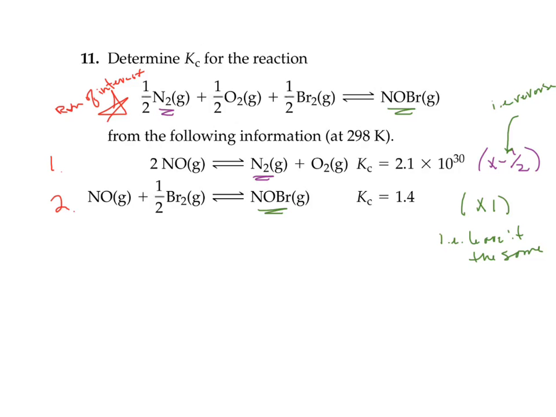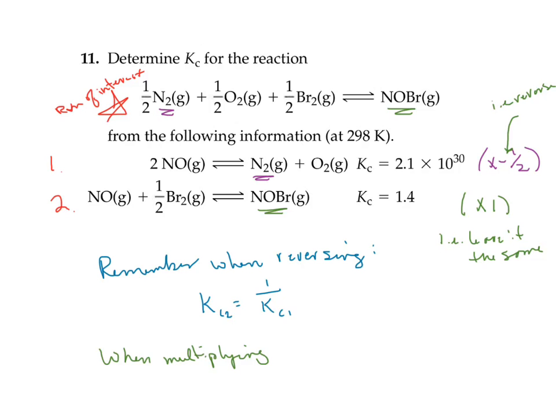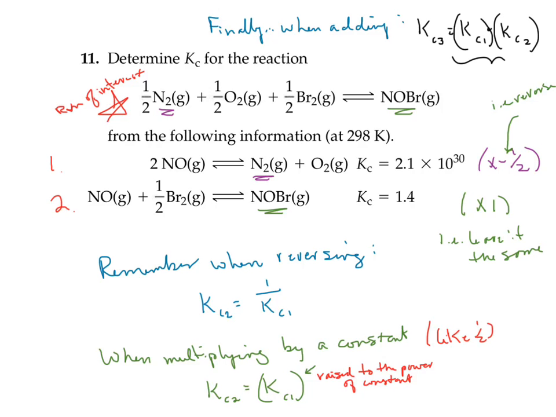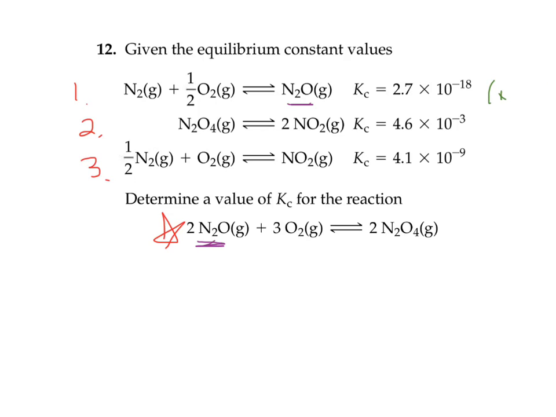But then the catch is, okay, remember when you're reversing, and so on. Yep. We got that. At the top of this slide, I went ahead and told you, finally, when you're adding them, that could be your reaction of interest, be Kc3. Remember that you're actually going to be multiplying your new Kcs. Okay, kind of like we talked about. So let me know if you have any issues, because these are all very similar.